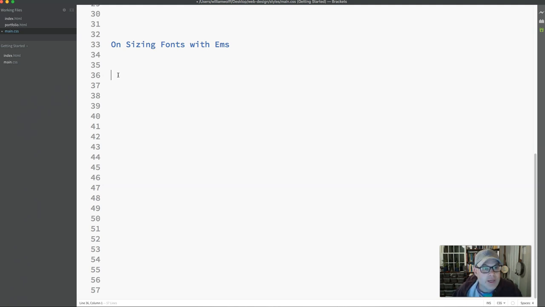Now, EMs are used when we are sizing fonts using cascading style sheets. One of the reasons we use EMs instead of pixels or points, which we're more familiar with, is because EMs are more tailored to each individual font. The term EM comes from the width of the letter M. M is usually the widest letter in whatever font there is, although it does not look like it on this particular font.